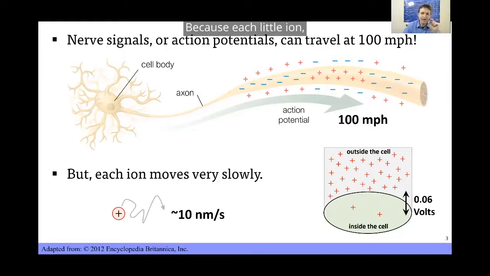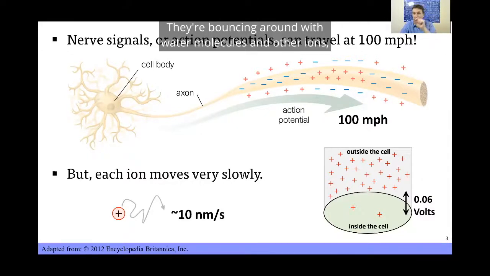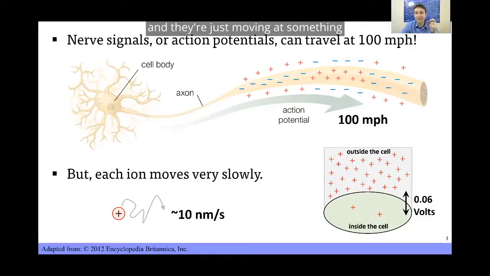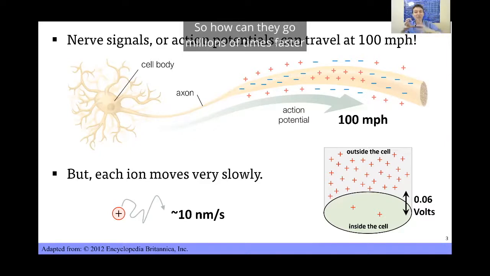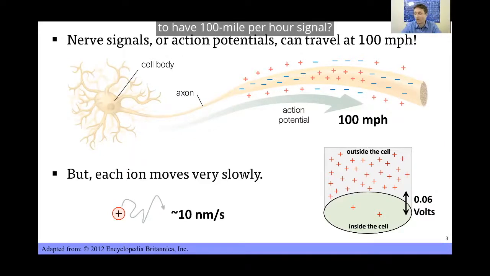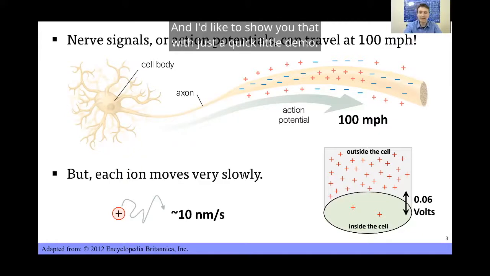Because each little ion is absolutely tiny. These are just single atoms, in the case of things like sodium and potassium and chloride. And they're moving really, really slow. They're bouncing around with water molecules and other ions, and they're just moving at something like 10 nanometers per second. So how can they go millions of times faster to have a 100-mile-per-hour signal? And I'd like to show you that with just a quick little demo.